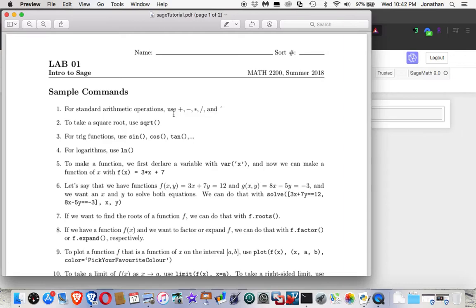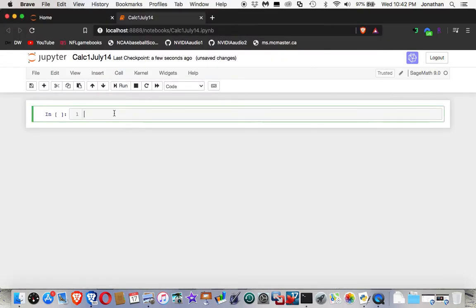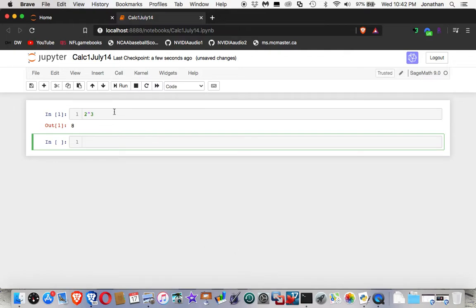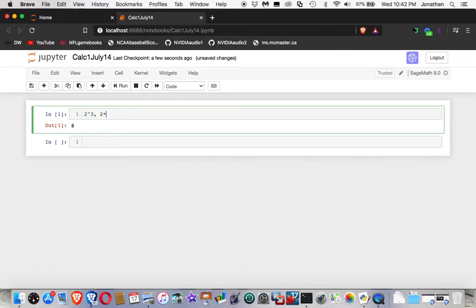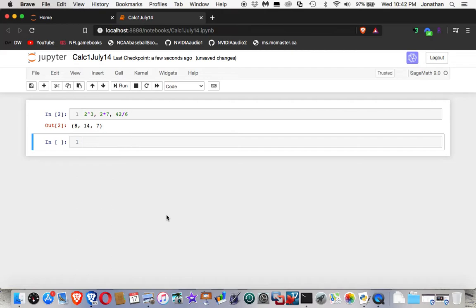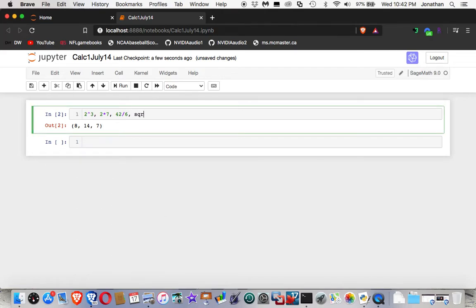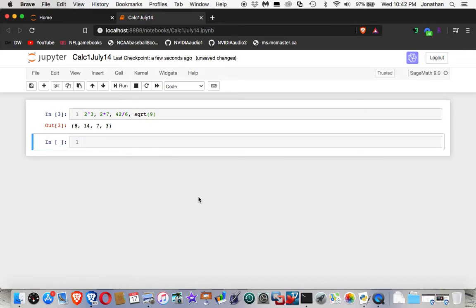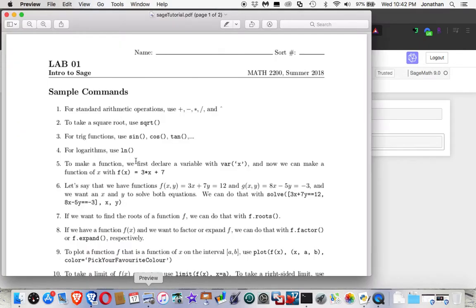Right, so the first one just gives us all of the arithmetic commands. For example, we would have 2 cubed is 8, 2 times 7, 42 divided by 6, so we would get 8, 14, and 7, all as we would expect. Square roots, we just put sqrt out in front, so square root of 9 is 3.